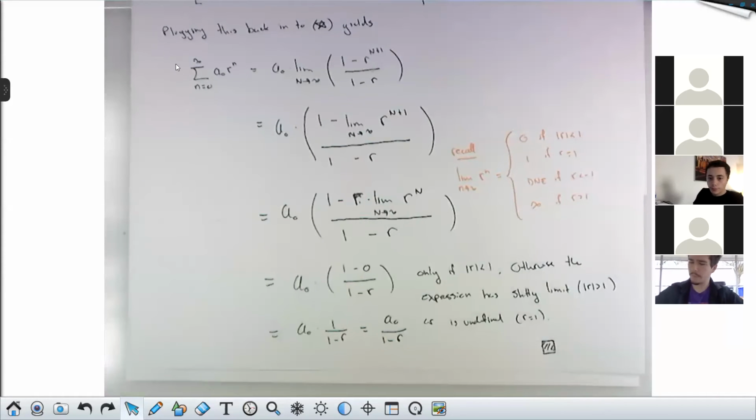So your geometric series, the sum from n equals 0 to infinity of a0 times r to the n, will have a finite value, but only if the absolute value of r is strictly less than 1. Otherwise, this thing fails to exist. The limit will either be infinity or DNE. In the case where r is equal to 1, what you're really doing is adding up a bunch of constants here. It's a0 plus a0 plus a0 infinitely many times, which doesn't give us anything. It's obviously infinity.